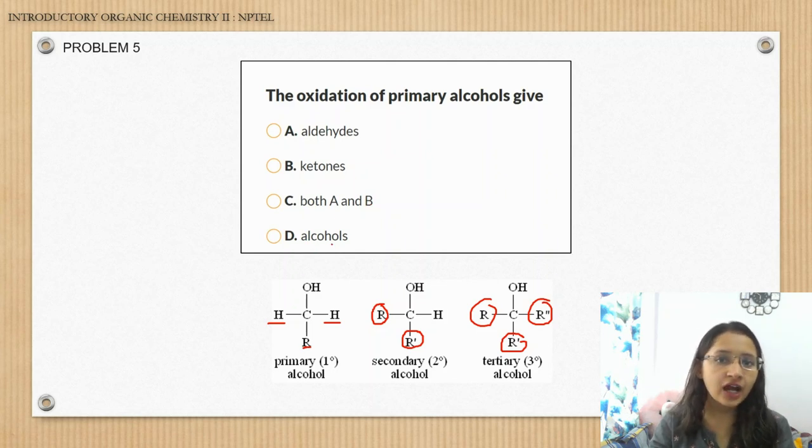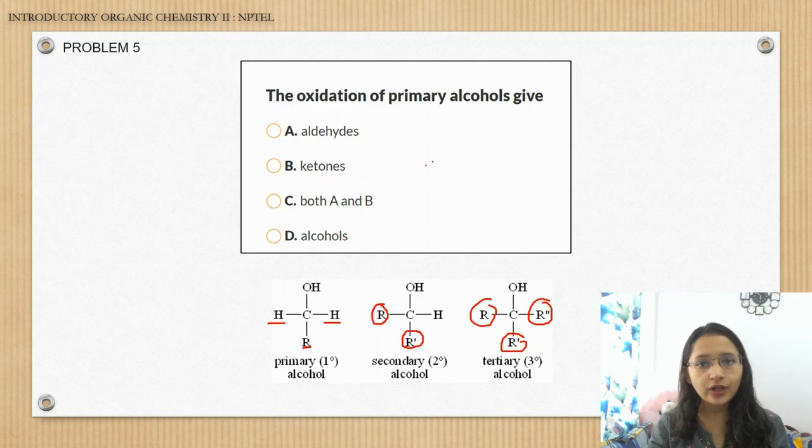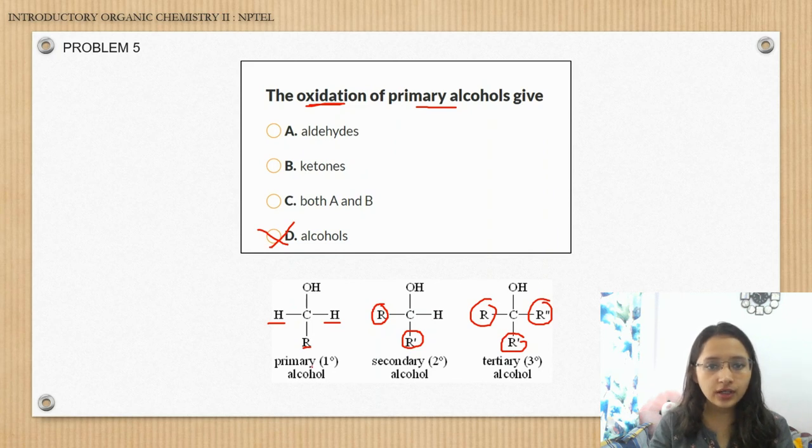See, after oxidation, it is not going to give you an alcohol because it is already an alcohol, right? So oxidation will give you either an aldehyde or a ketone, right? So option D is not correct because an alcohol oxidizing to an alcohol is not possible, right? What happens here is, in the case of a primary alcohol, we have two hydrogens here and only one alkyl group. So after oxidizing, the OH will oxidize to give you a ketone moiety or an aldehyde moiety.